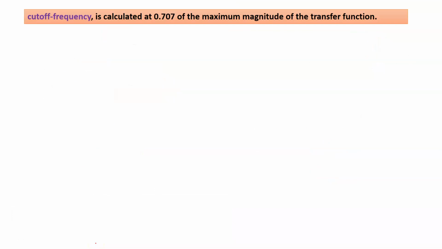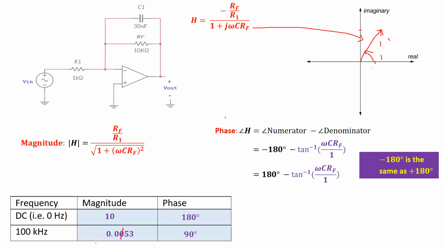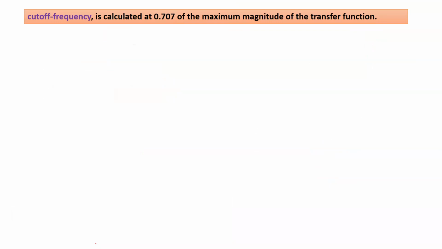Now, finally, last week, a lot of you had issues calculating the cutoff frequency. So here is a quick definition of the cutoff frequency. Cutoff frequency is calculated as 0.707, by the way, which is also 1 over square root of 2. So the cutoff frequency is the frequency that gives us 0.707 of the maximum magnitude of the transfer function. We just saw that the maximum magnitude of this transfer function is when the bottom part is 1. In other words, the maximum magnitude is 10. So 0.707 times 10 gives me 7.07, right?